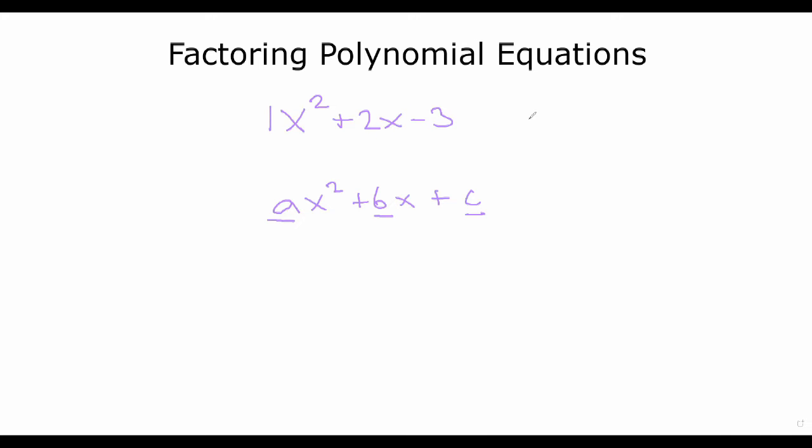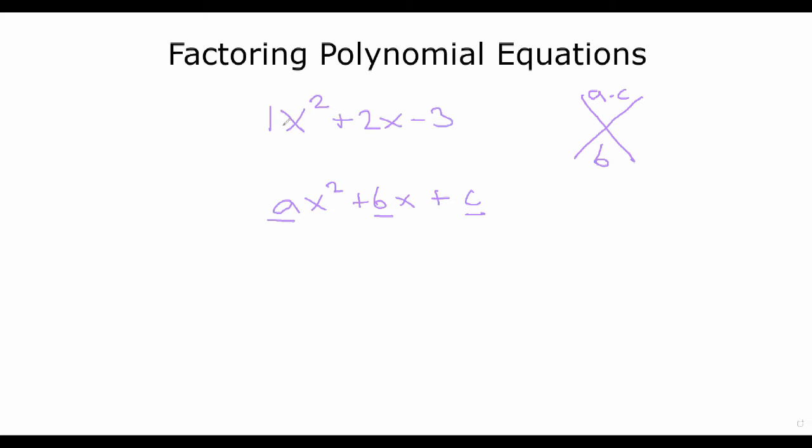And so next what we're going to do is come over and draw ourselves a diamond, because the best way to factor is by using the diamond method. The way the diamond method works is we do a times c and put it in the top, and we do b and put it in the bottom, and we see what multiplies to get the top number and adds to get the bottom number.